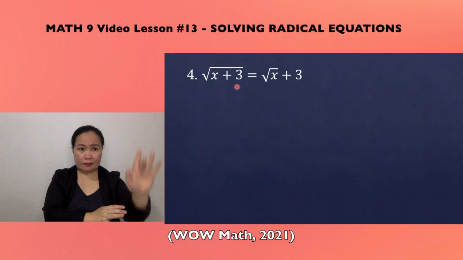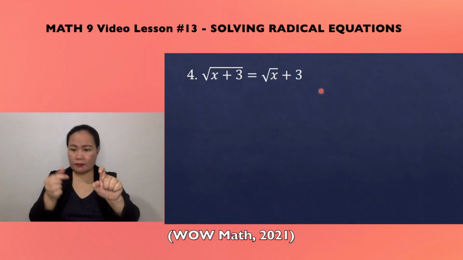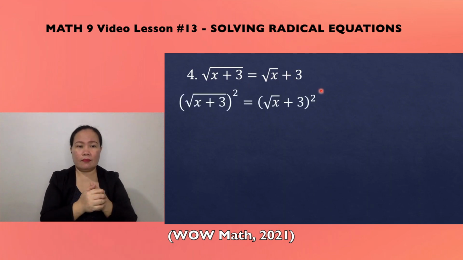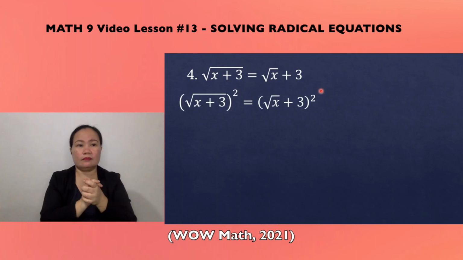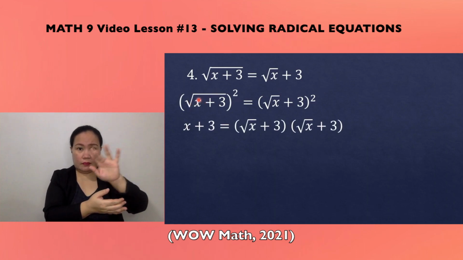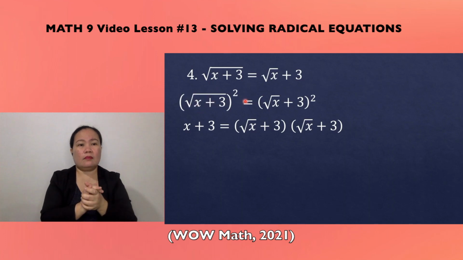Square root of x plus 3 is equal to square root of x plus 3. Okay, so after this, what will we do? Yes, we square our equation. Square natin yung equation natin. And then, after that, the square root of x plus 3 squared becomes just x plus 3.